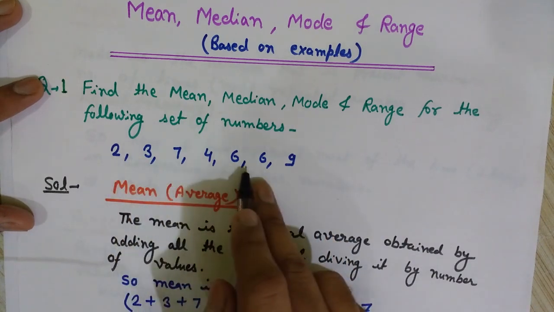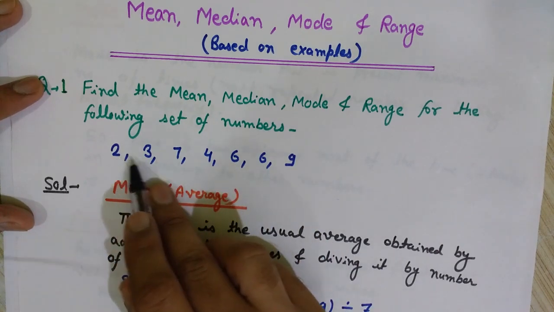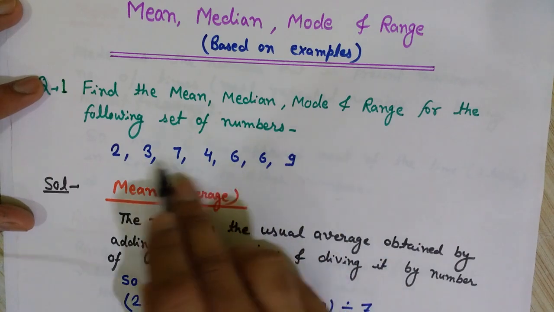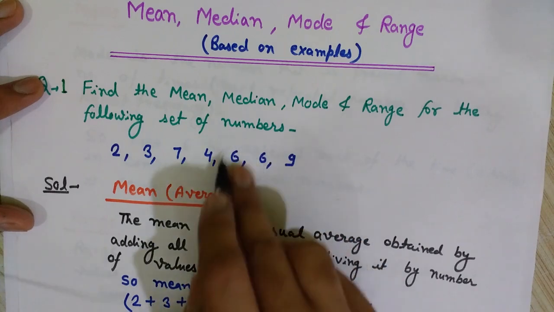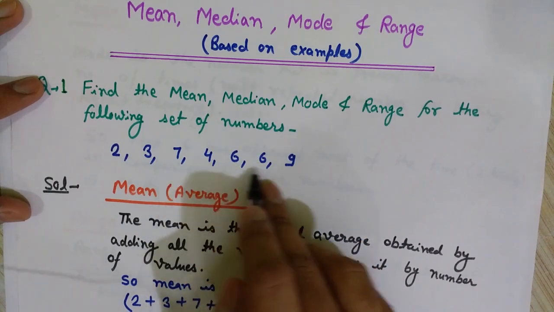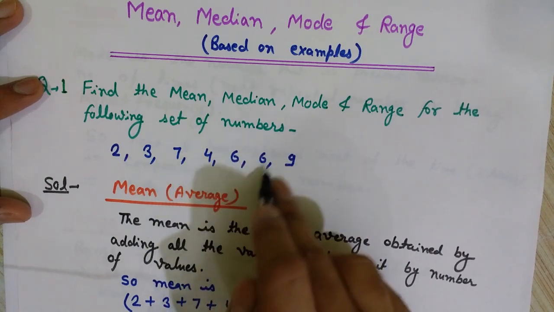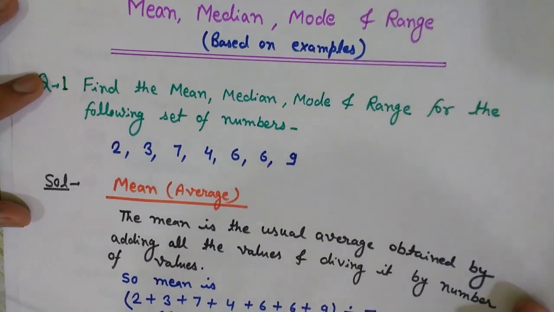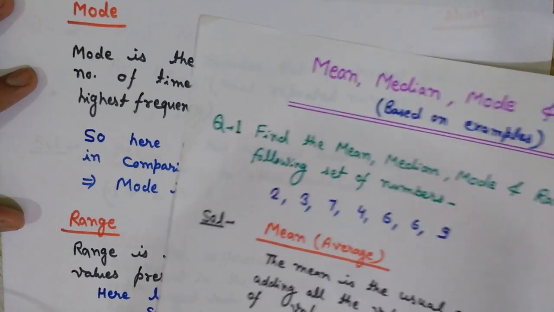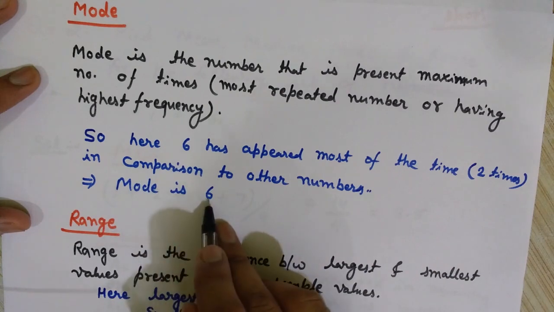Here observe that only 6 is the number appearing the maximum number of times. It is appearing 2 times. The other numbers like 2, 3, 7, 4 and 9 appear only 1 time, but 6 appears the maximum number of times. So the mode will be the number that repeats itself the maximum number of times. Most frequently occurring number is the mode, so the mode is simply 6.